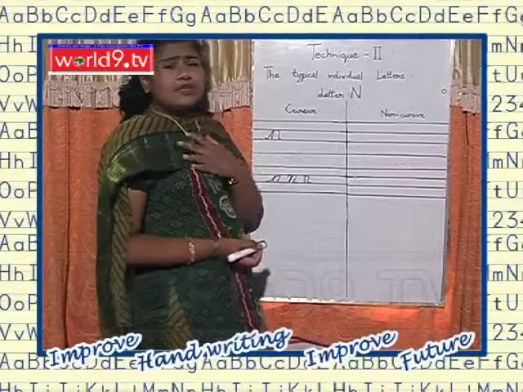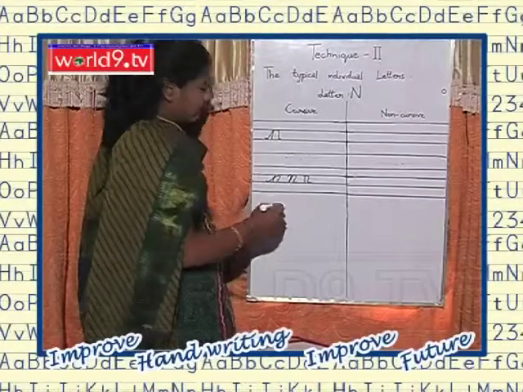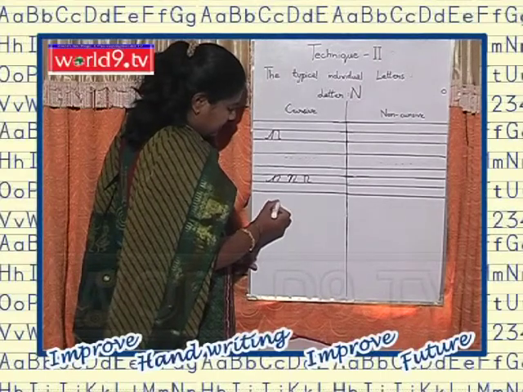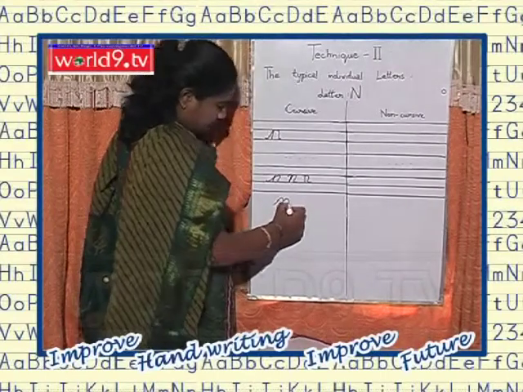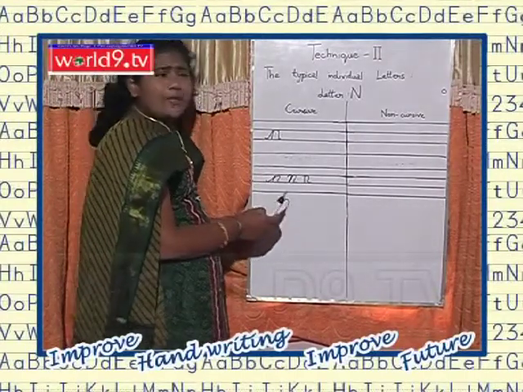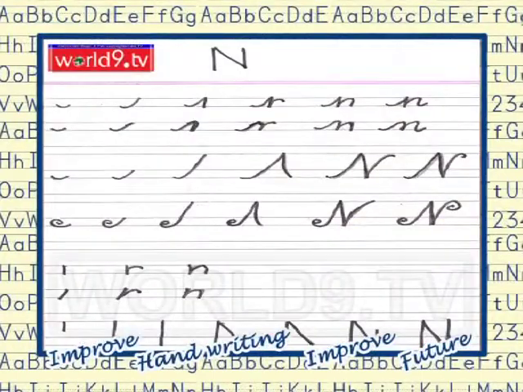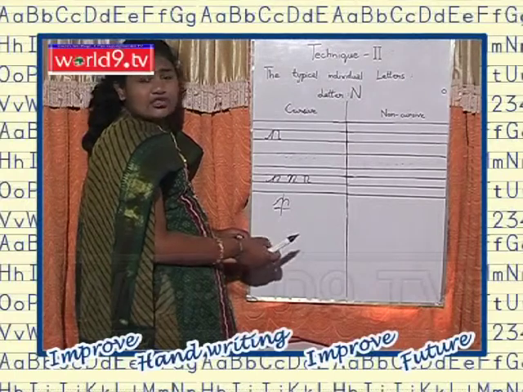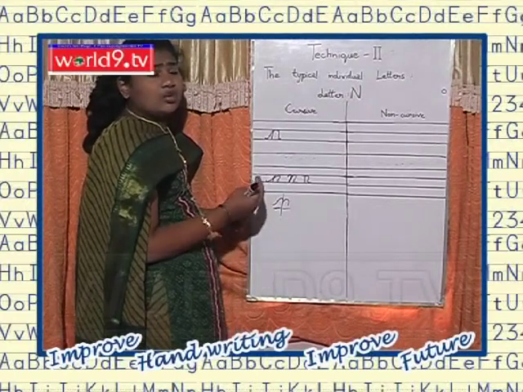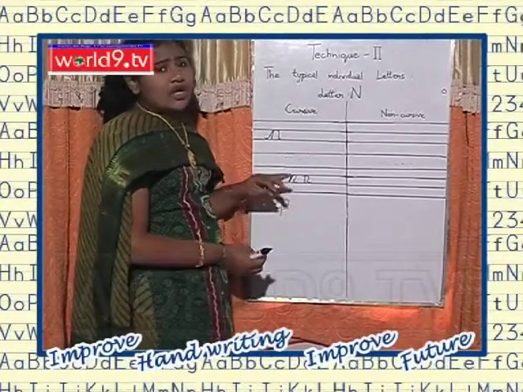Some members will be writing N as M. Anybody cannot know the difference between N and M. See, they will write N like this, so we cannot know whether it is M or N. M has two arches, and here we are getting two arches, so we cannot tell whether it is N or M. Readers who read our paper or our handwriting will be confused.